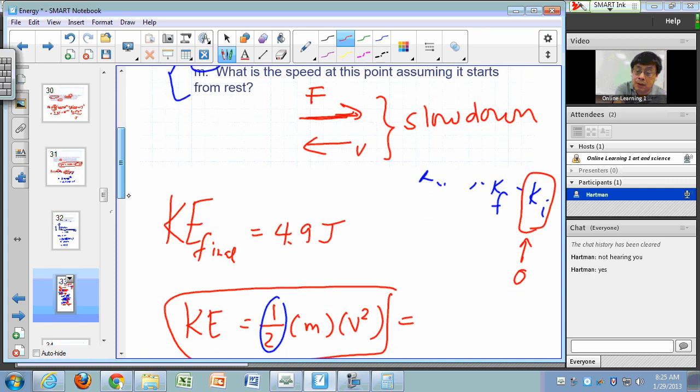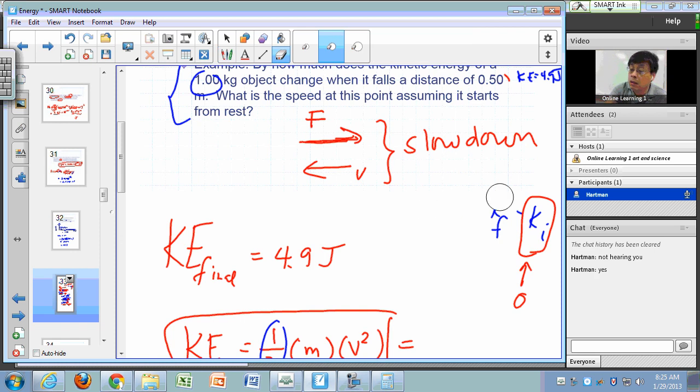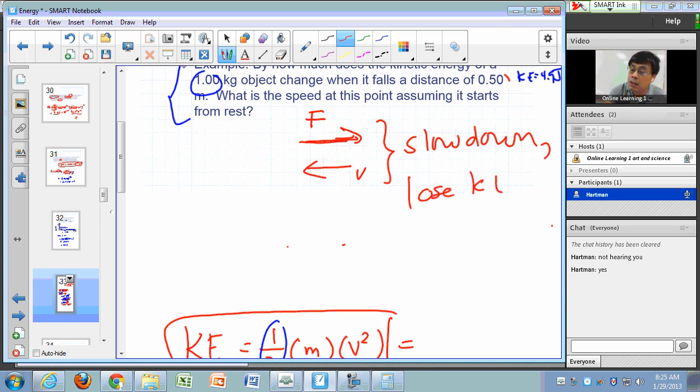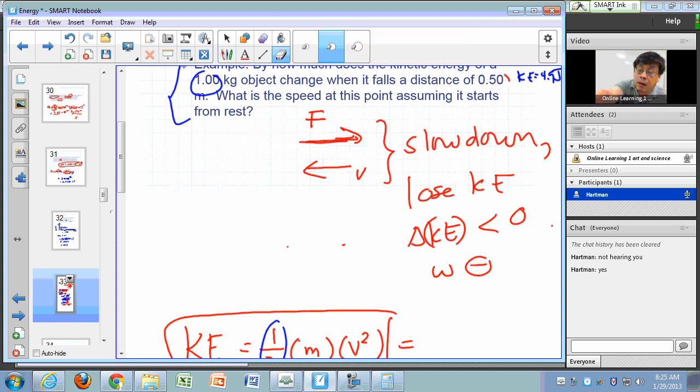Opposite directions, which means that it's going to lose kinetic energy. So delta kinetic energy, the change in kinetic energy, is going to be a negative number. The final value of kinetic energy is going to be less than the initial value. So you say work here is negative. All right? Question?